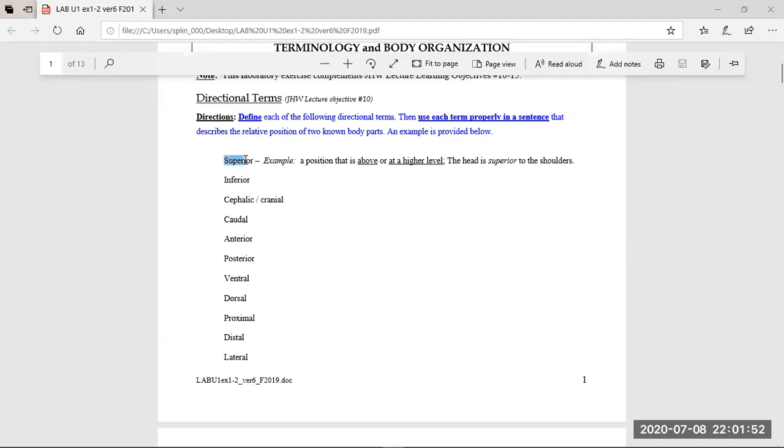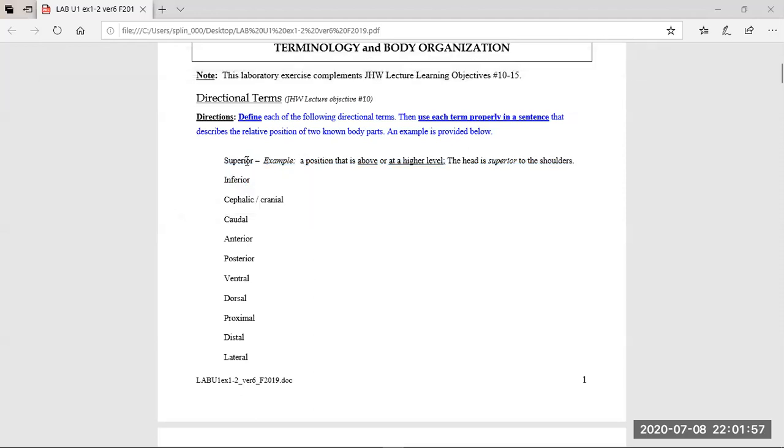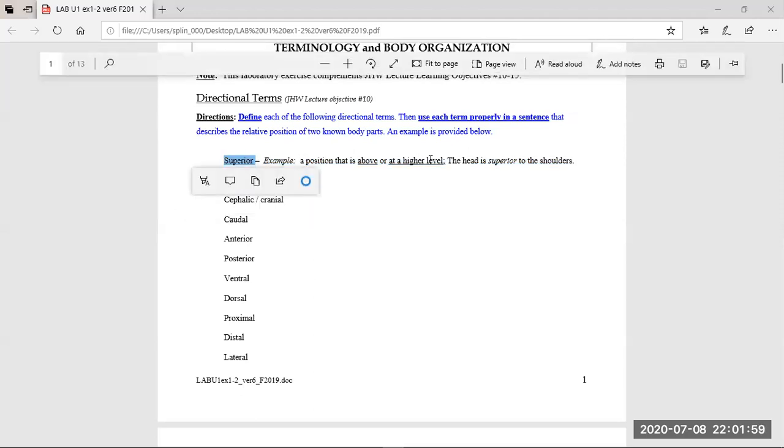So to begin, we could pair these two together. The first one's already filled in. The word superior is truly the word for above. So something being in a higher level and in a standing upright position, our head is superior to the shoulders. The head is above the height of the shoulders.